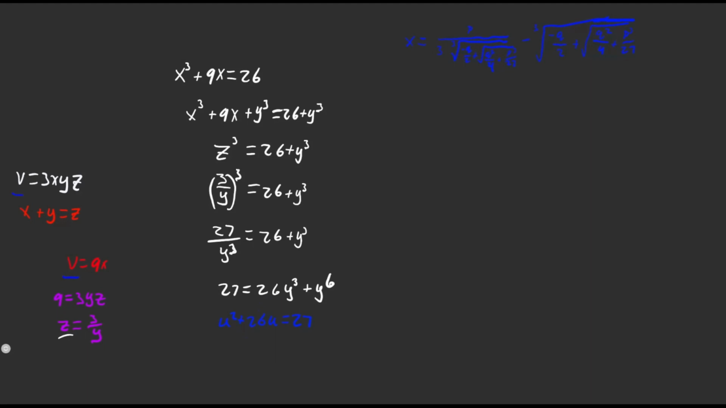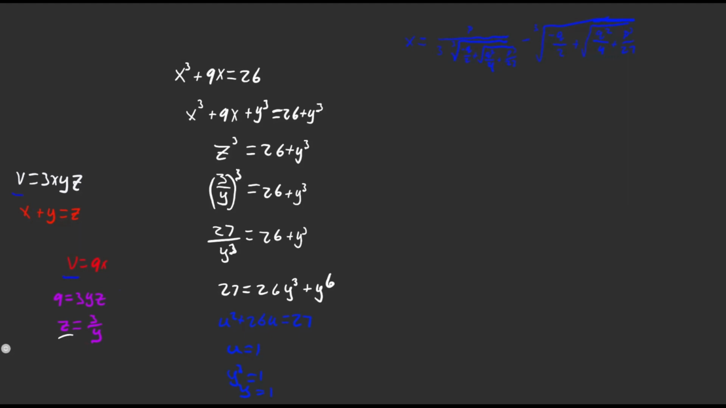And here we could simply see that our solution is u is equal to 1, because 1 squared is 1 and 26 times 1 is 26, which makes 27. So we only need one solution from our quadratic. Since we could get two solutions, it's better to just use one, because we're only going to use one anyway. So now that we have u, we're going to replace u with y cubed, where we get y cubed is equal to 1, which is the same thing as y is equal to 1.